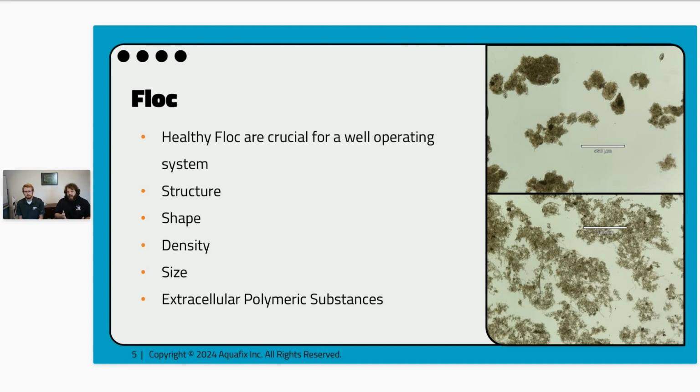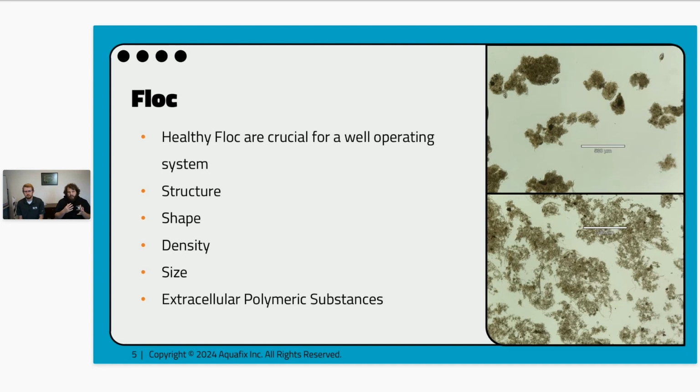When we look at floc under the microscope, we are looking at floc structure, floc shape, the density, and the size. So we're looking at structure of your floc. We're looking at how open or closed your floc are. An example of a closed floc would be in that top image on the slide. An example of an open floc would be the bottom image on this slide.